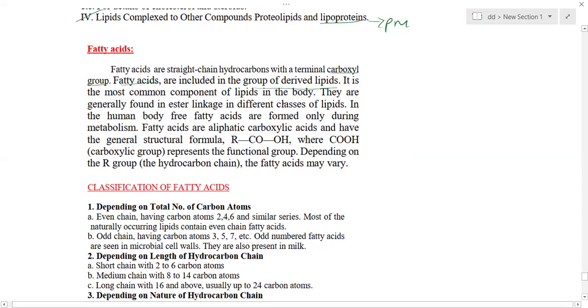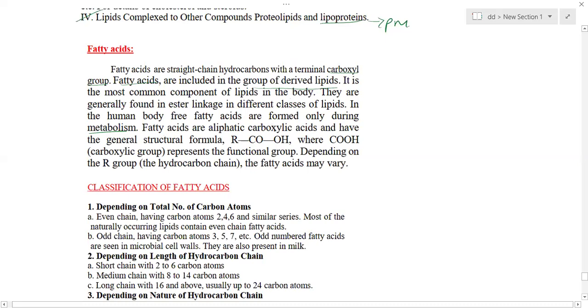Then in the human body, free fatty acids are formed only during the metabolism. Metabolism is a growth, okay? So that time the free fatty acids are formed, and these fatty acids might be aliphatic carboxylic or aromatic.